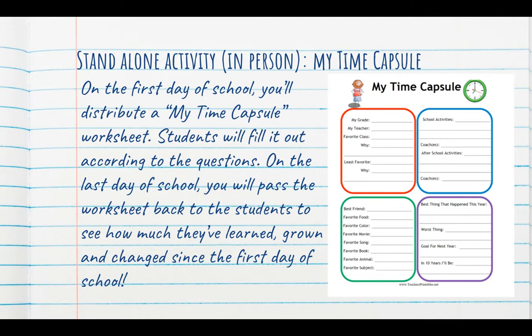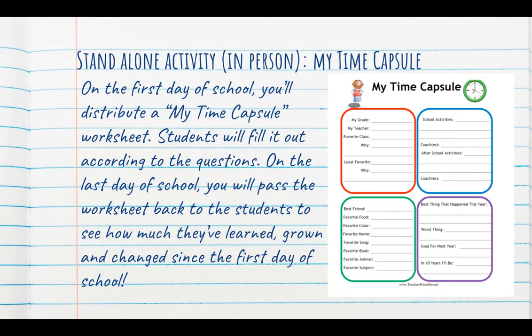For our standalone activity in person, I thought this is a really cool idea and is a time capsule. So on the first day of school or first week of school, you'll hand out this My Time Capsule worksheet. And on it, you will fill everything out according to each question. For example, favorite food, movie, song, animal, best and worst thing that happened during the year, your goal for the next year, in 10 years, etc.